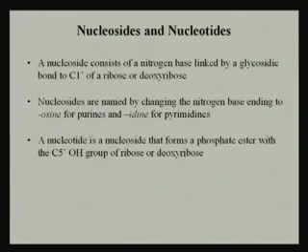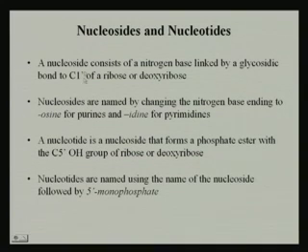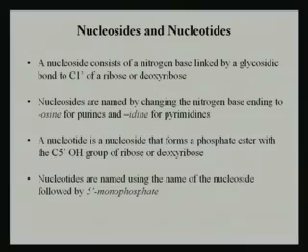Now, coming to nucleoside and nucleotide. A nucleoside consists of a nitrogenous base linked by a glycosidic bond to carbon atom number 1 of the ribose or deoxyribose. So, irrespective of the ribose sugar, these nitrogenous bases are attached to the first carbon in both DNA as well as RNA molecules.